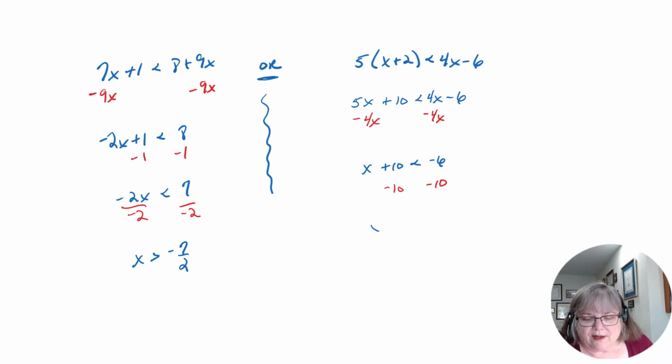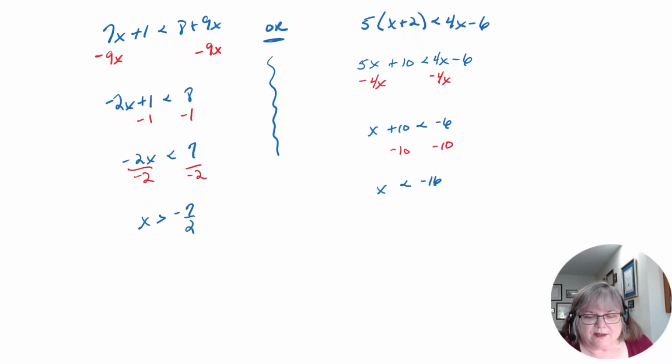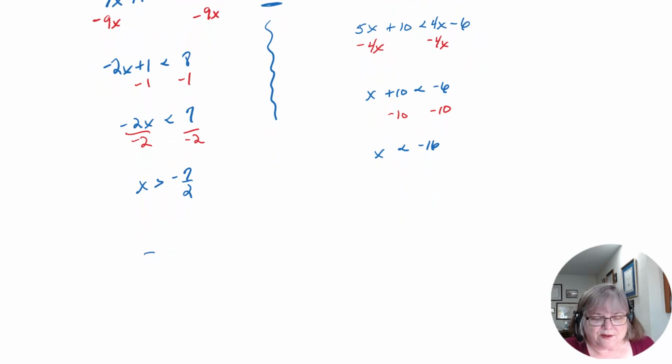So we would have x is less than negative 16. So these are my two situations. So here's 0. So negative 7 halves would be, over here, let's say. You don't have to draw these to scale. And this would be negative 16.